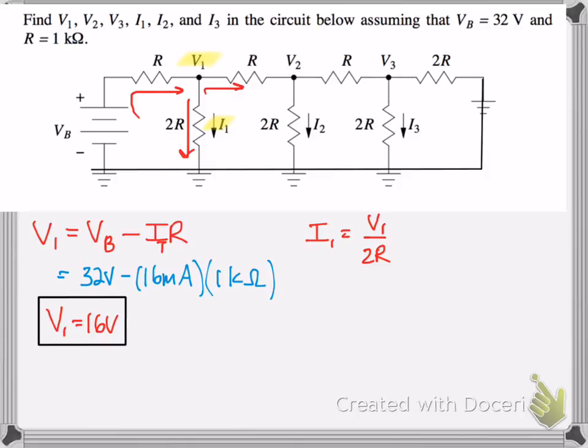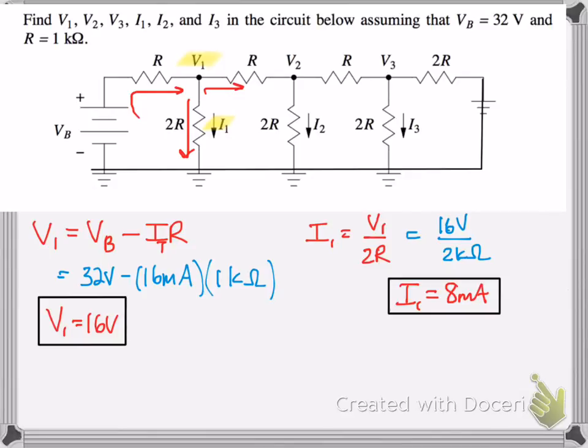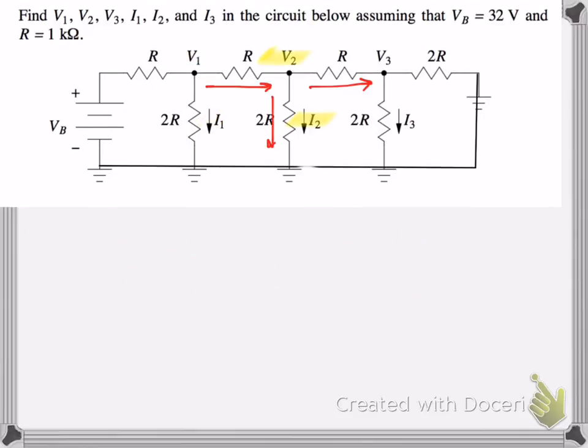Now let's find the current. So the current would simply be V1 over 2R. We know the voltage at that node there, so it's V1 over 2R, just going through that resistor. Pretty straightforward there. I is equal to V over R. So now we calculate 16 over 2 kilo ohms. We have I1 is equal to 8 milliamps. Sweet. So now let's look at V2 and I2.